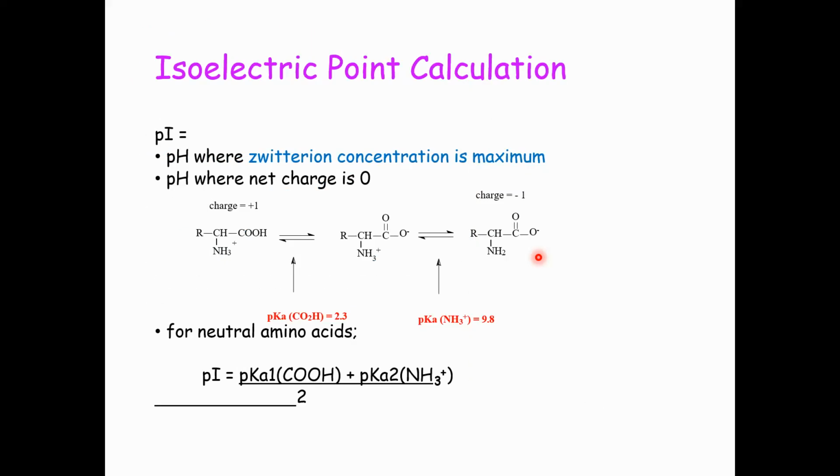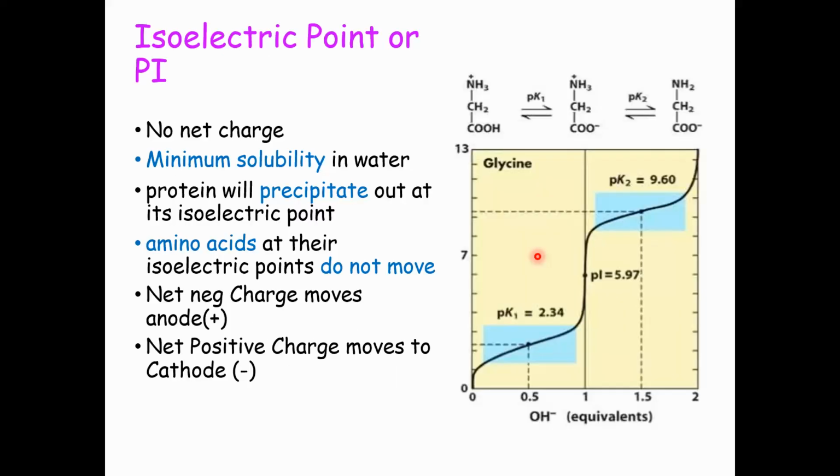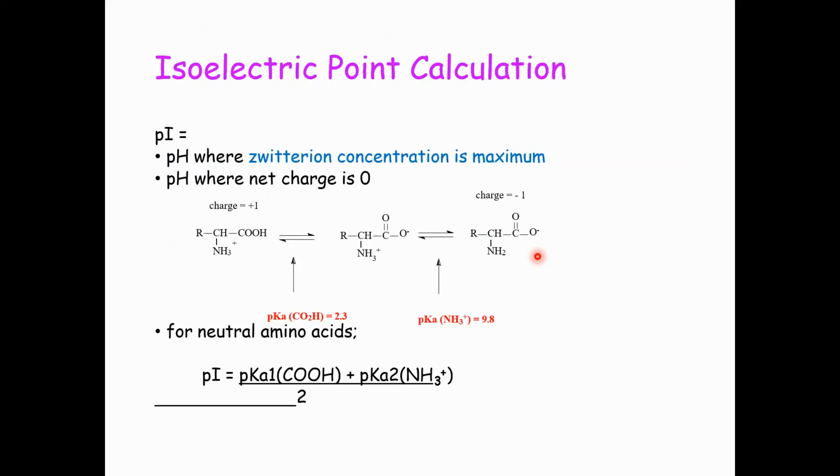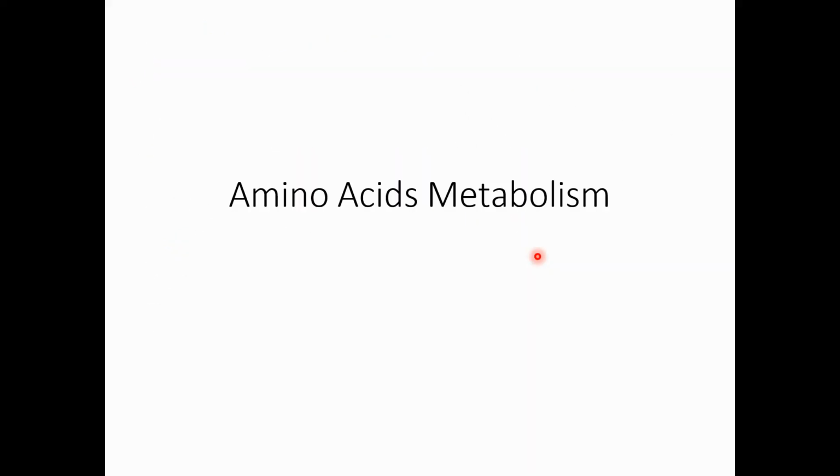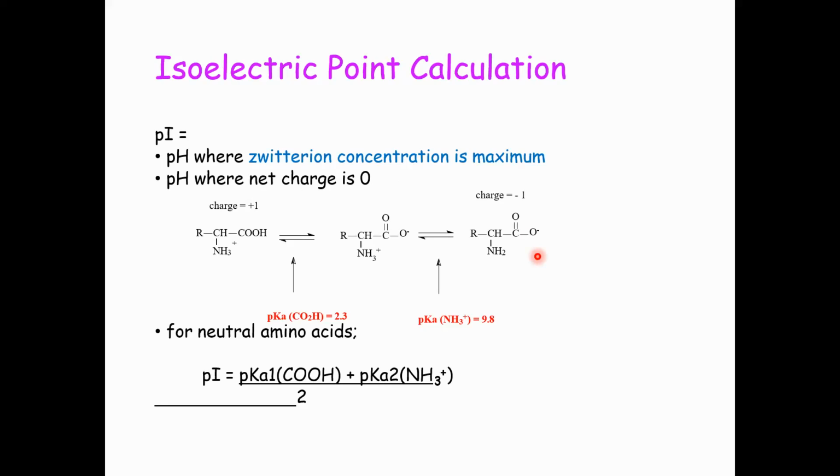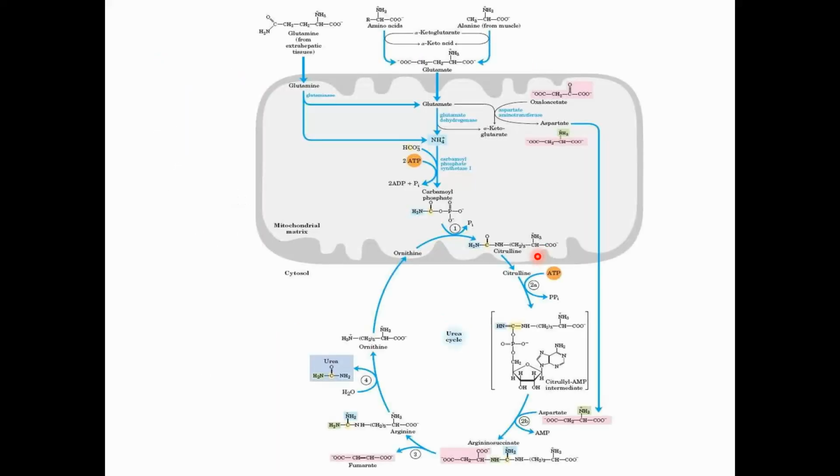So this is the importance of the isoelectric point, and we can calculate the isoelectric point of an amino acid by combining the pKa1 and pKa2 and dividing them by 2. So it is very easy. And now we have discussed all this. Now we are going to discuss how amino acids are metabolized.